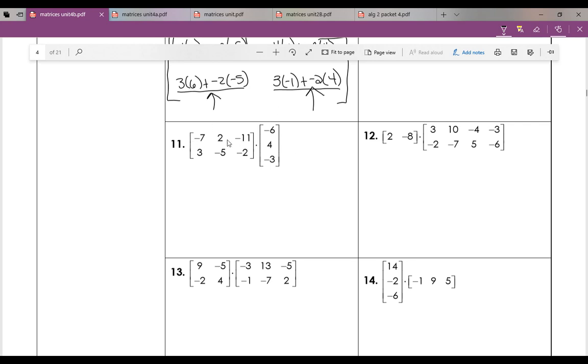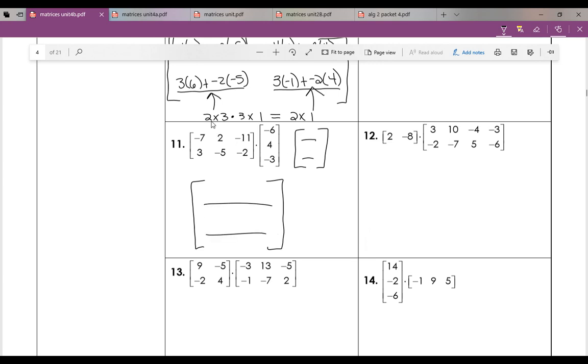All right. So number 11, that's a 2 by 3. You are multiplying by a 3 by 1. Do y'all agree? So how big should my answer matrix be? A 2 by 1. That means 2 rows, 1 column. So 2 rows with only 1 element in each row. I am going from all of this to 2 numbers. Okay. So this is how my brain works. I need 1 number here, 1 number here.